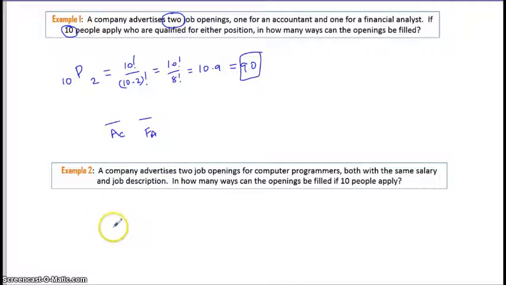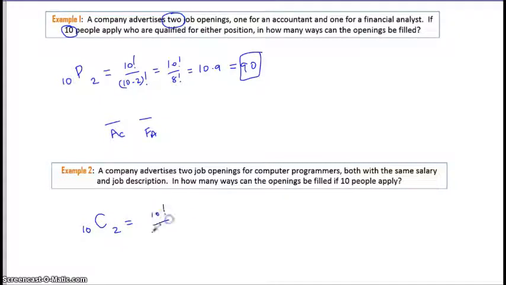Example 2 here, we have a company advertises 2 job openings for computer programmers, but in this situation, both have the same salary and job description. In how many ways can the openings be filled if 10 people apply? Well, in this situation, these 2 jobs are indistinguishable. There's not really an order that's important. All we care about is which 2 people are going to come work as computer programmers. So this is a situation where we have a group of 10, we're choosing 2. In this case, it's going to be a combination because order is not important.